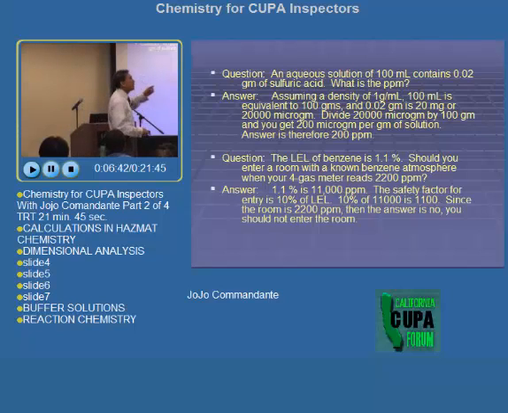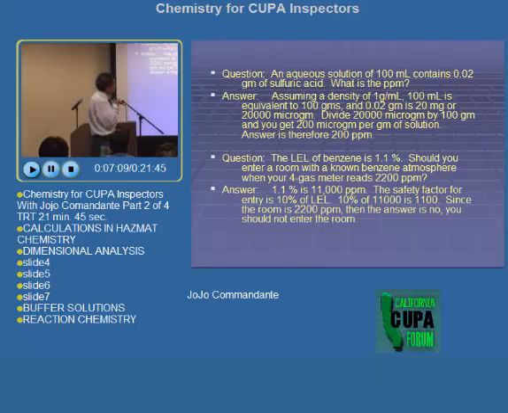I know that I won't use this question, but when you go to an RP and they explain to you, okay, this is what I do in the plating solution, this is what I add, and you add those components together, then you have an idea of the concentration of that material in that solution, okay? An aqueous solution of 100 ml contains 0.02 gram of sulfuric acid. What is the ppm?